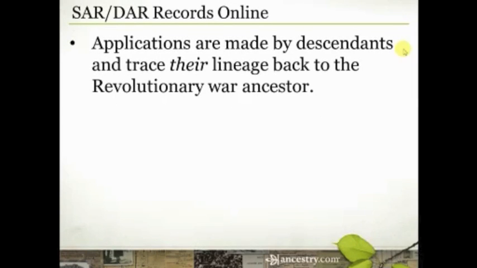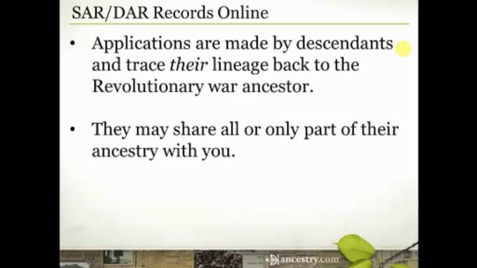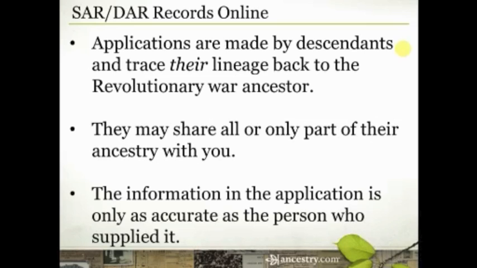Couple of just hints. Remember, their applications are made by descendants and trace their lineage back to that Revolutionary War ancestor. So even if you share no other ancestors with this person, they share a common ancestor with you, and it can still provide you with information. They may share some of their ancestry with you. Maybe it's a great uncle or a great great uncle or aunt that applied. Those are when you find real treasures, because now all of a sudden you have a lot of documentation about your ancestry there. Remember that the information in that application is only as accurate as the person who provided it.